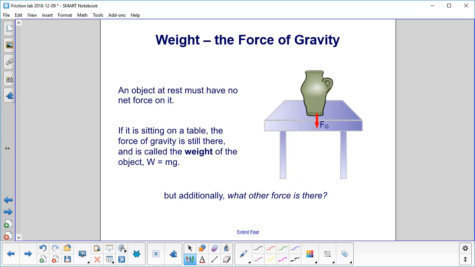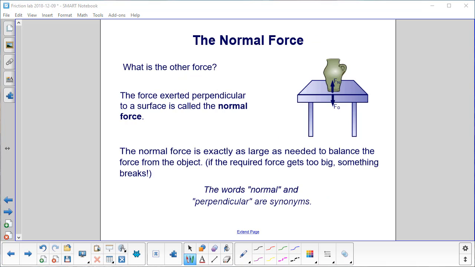An object at rest must have no net force on it. Well, that's because of Newton's second law: if you're at rest, your acceleration is equal to zero, so the net force must be zero. So if the object's sitting on a table, you still have the force of gravity, and that's pulling the object down, and we call that the weight of the object, W equals mg, or of course we can just call it the force of gravity. But additionally, what other force is there? You can go back a couple slides and probably come up with the answer. The other force is called the normal force.